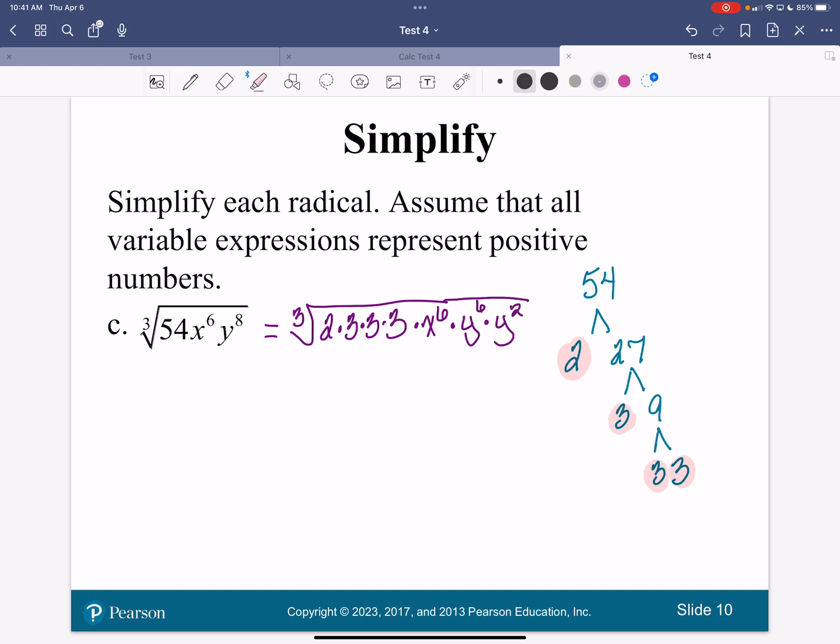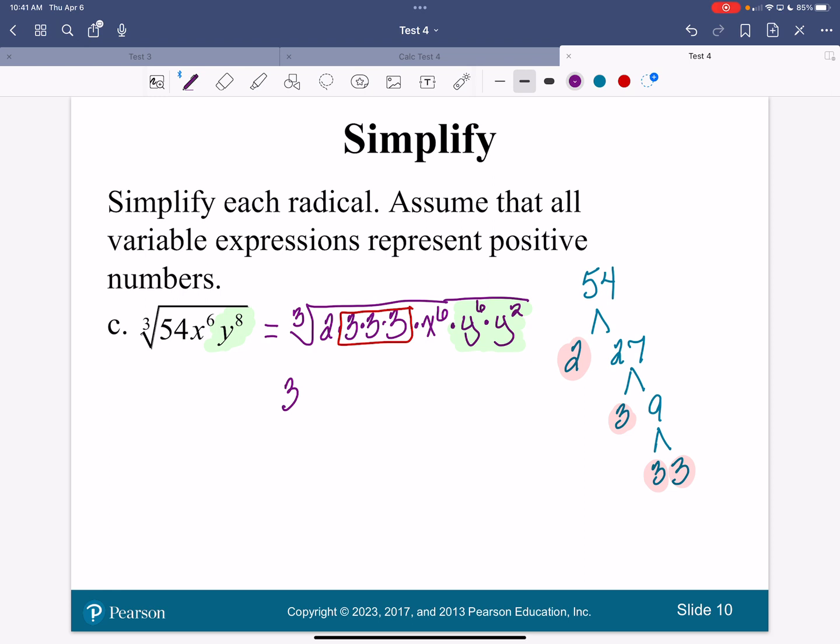Good. So I want you to look right here. Y to the 6th times y squared, is that the same thing as y to the 8th? It is. Okay. So now I've got a set of 3 3s right here. So I'm going to bring one of them out.